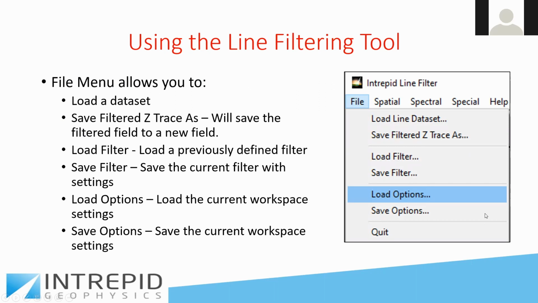So just take you quickly through the file menu. You've got a number of options. You can load a line data set. You can save your currently filtered signal as a new field within that database. You can load a custom filter that you've created and also save custom filters. These filters will default to a filter directory within the Intrepid installation directory hierarchy. I'll show you that a little bit later. You can also load options and save options, which will allow you to load and save task files, so you can replicate processing steps later on.